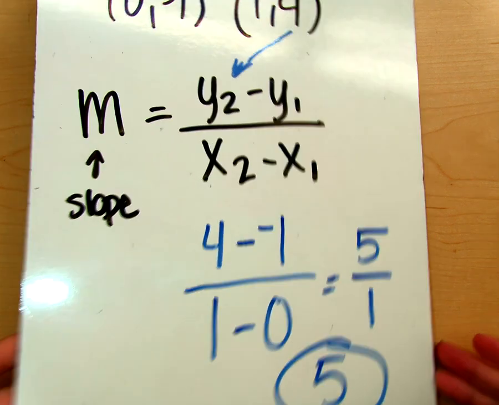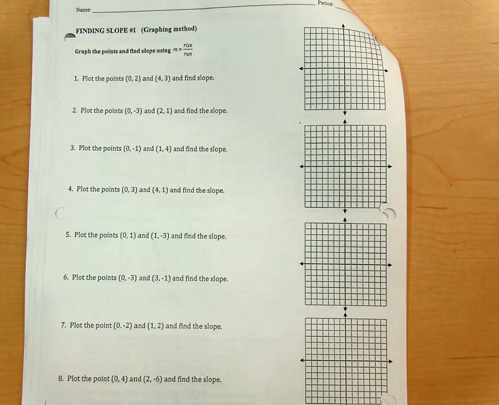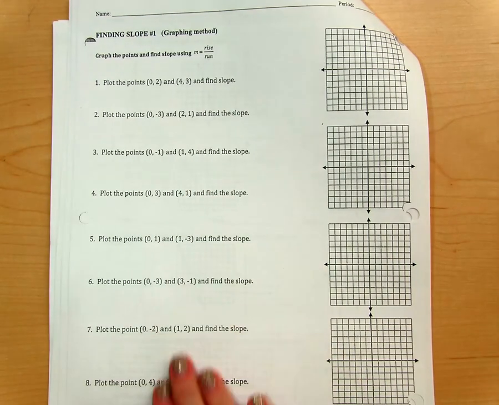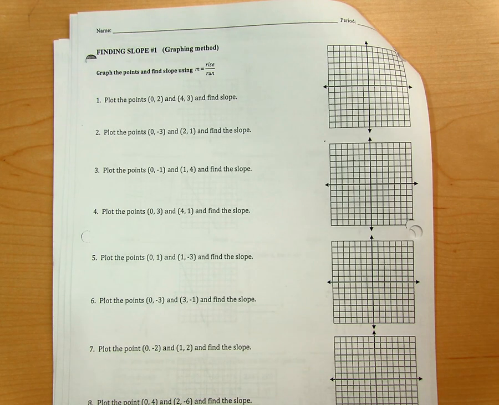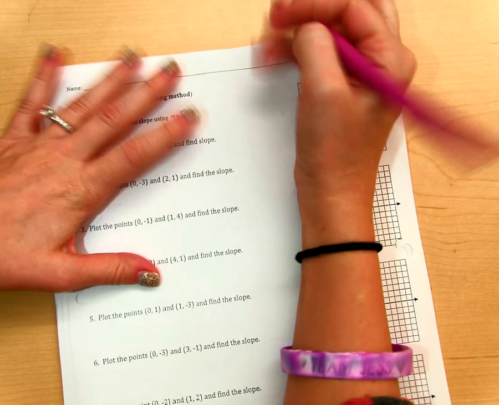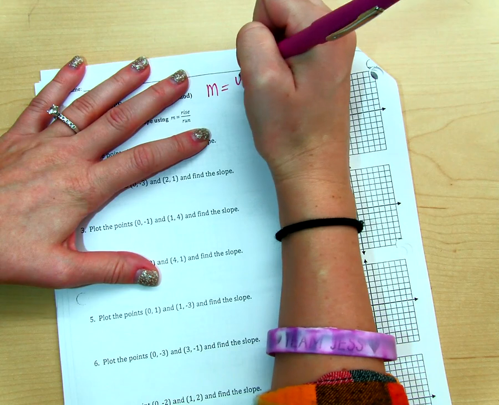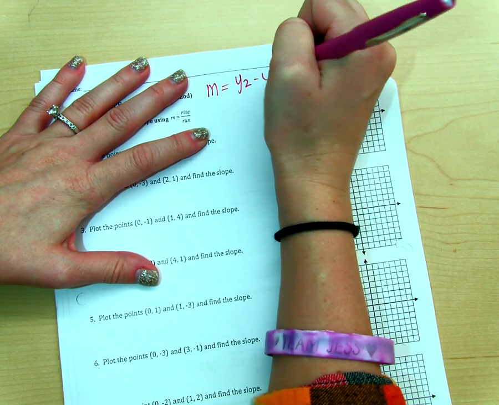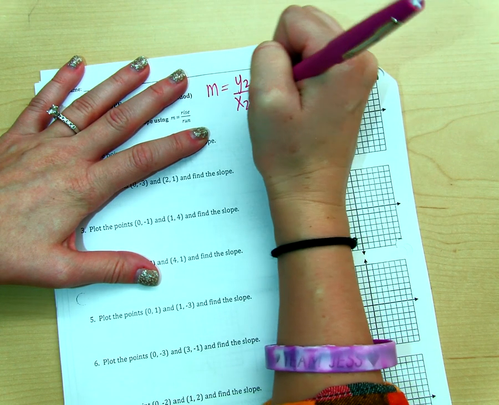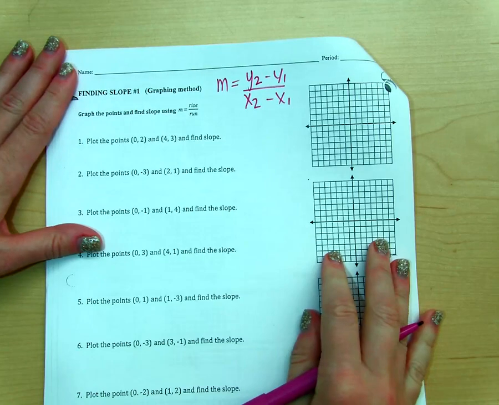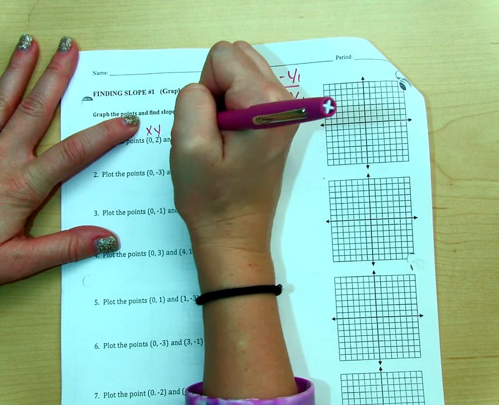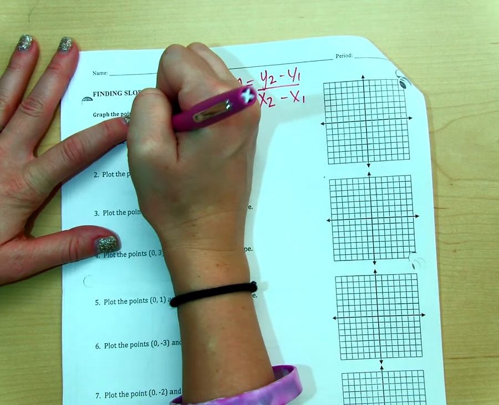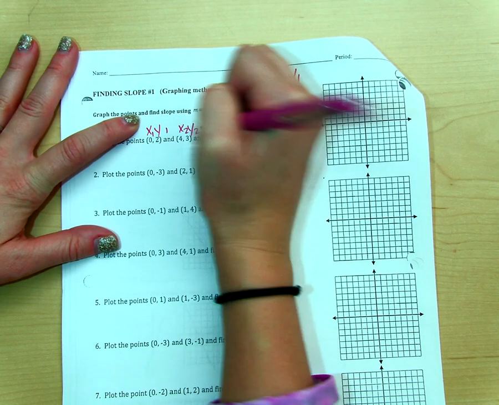So what I want you to do is there are 2 pages of this in our packet. There's 8 problems over here. You're going to use that same formula. I suggest you put it at the top of your paper. M equals y2 minus y1 over x2 minus x1. And what you need to do first is go to each point, label them x1, y1, x2, y2, for every single one.